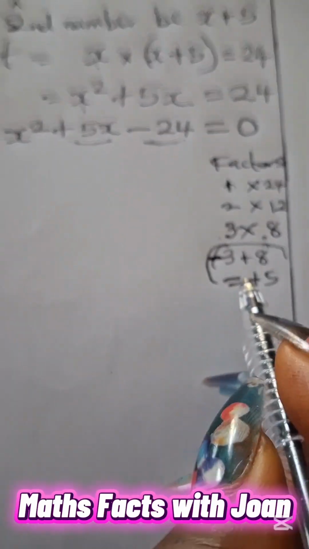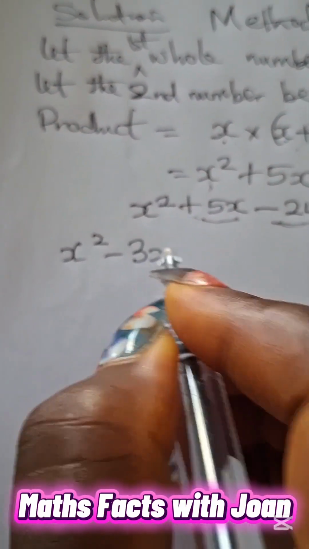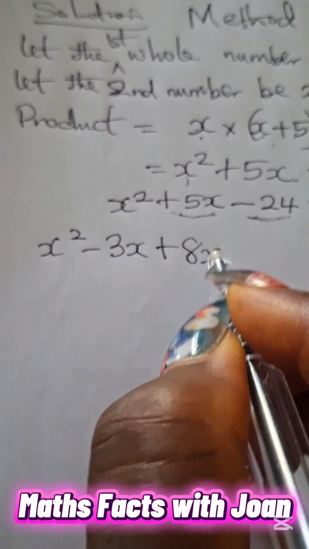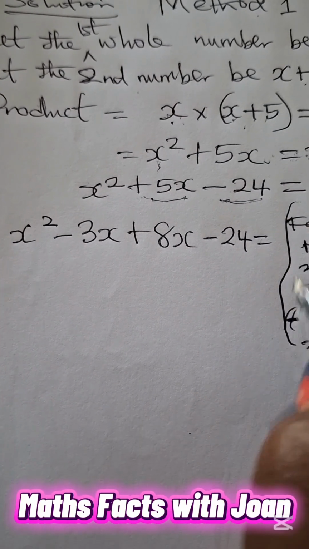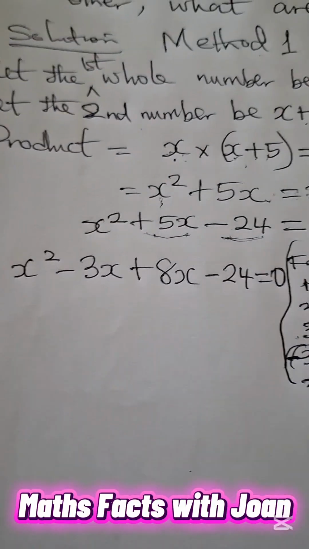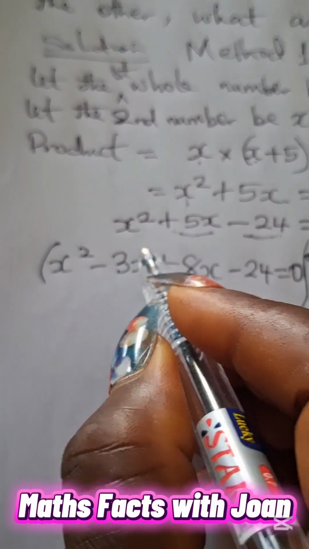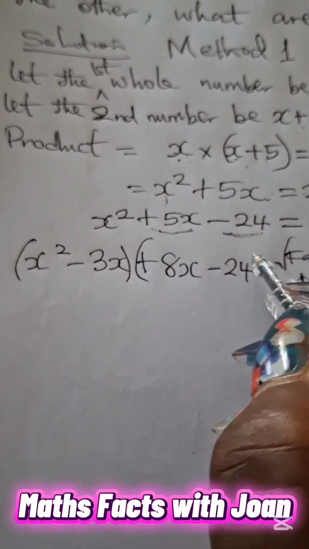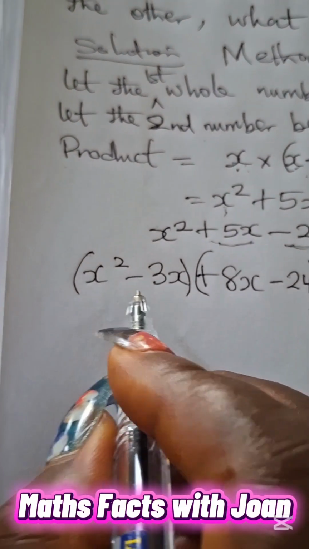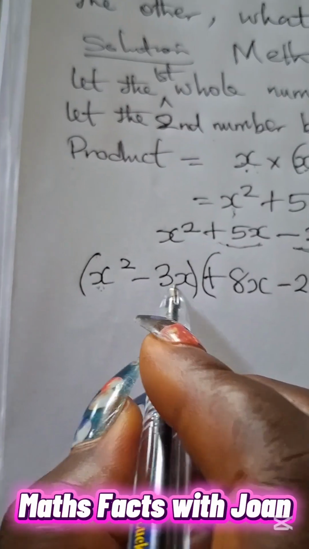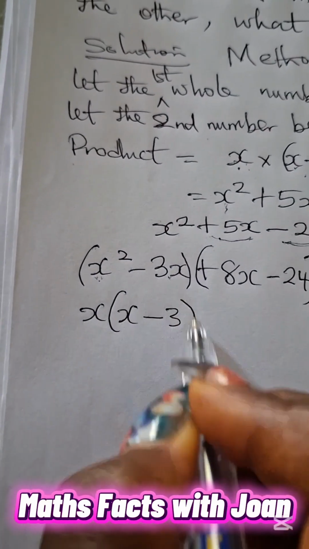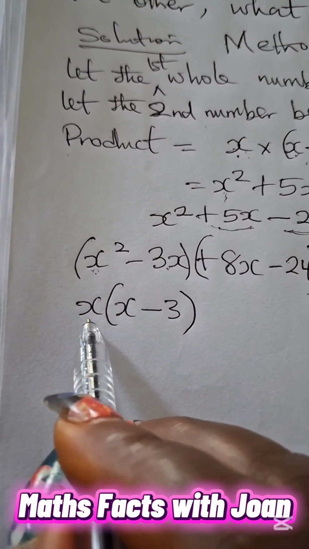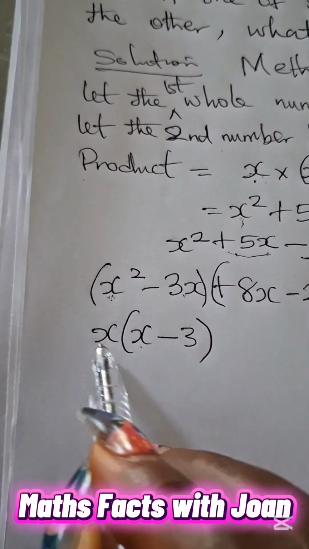So we'll write again x squared minus 3x plus 8x minus 24, remember, equals 0. Okay, we put our brackets to separate them. In the first bracket, we'll have to factorize. X is common, we bring x out, and inside we can put x minus 3. Because when we open these brackets now, we'll have x times x is x squared, x times negative 3 is negative 3x.